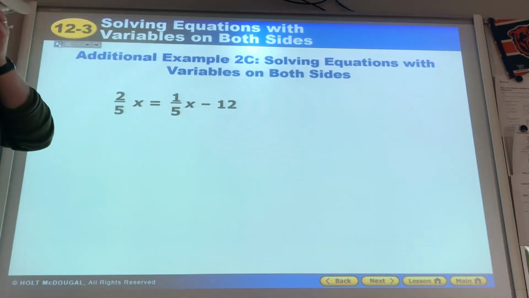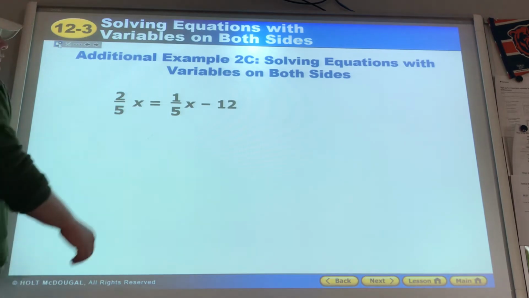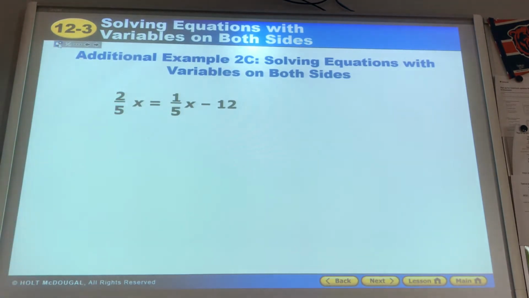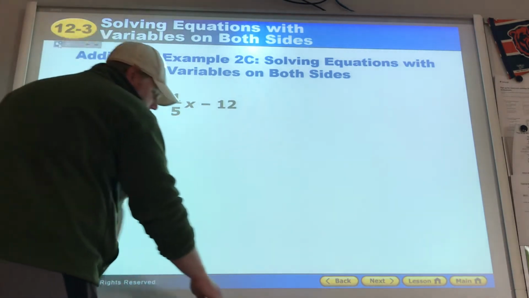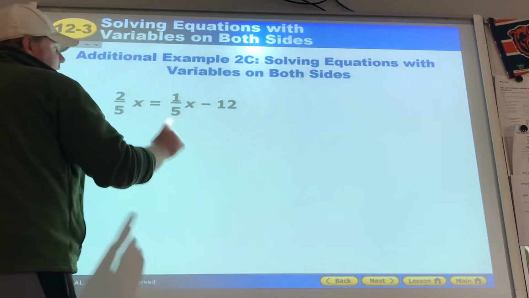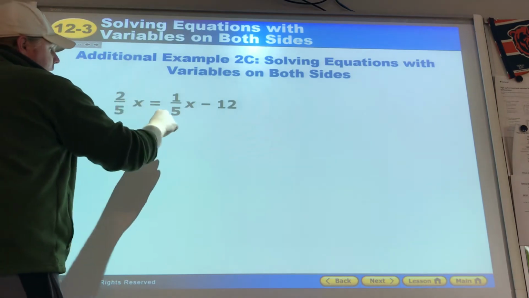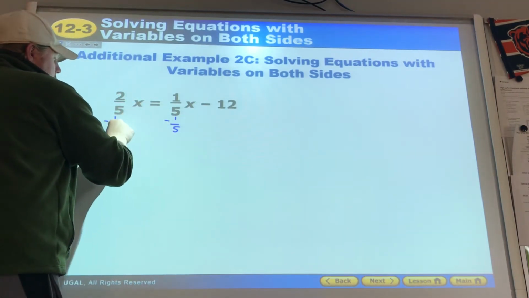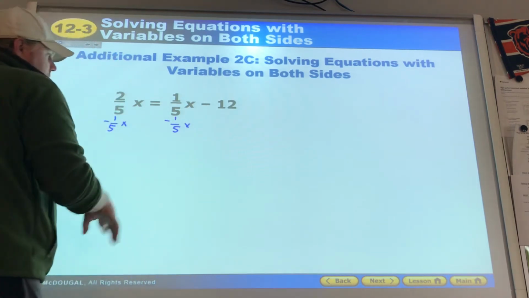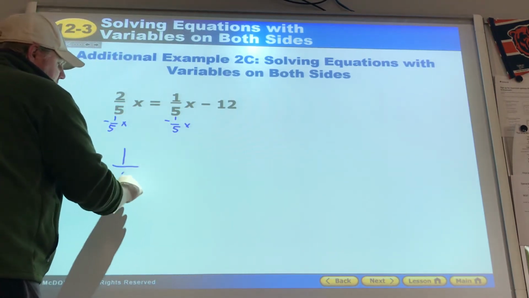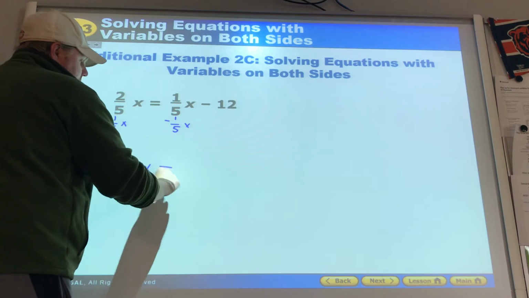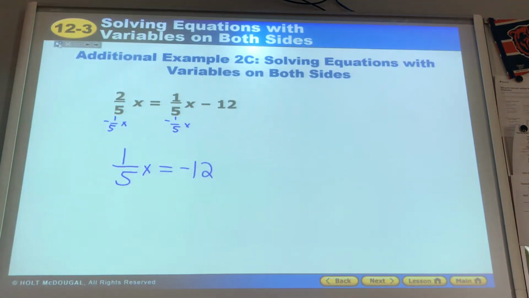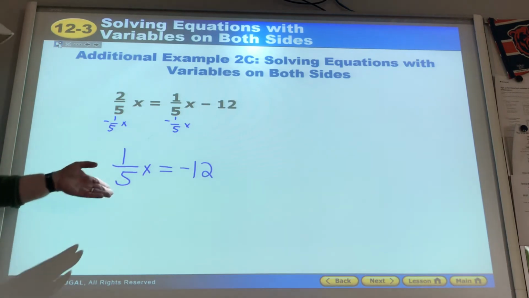All right, here. Ooh, these are both 1/5 and 2/5, so they have common denominators, so that'll make our life a little easier. If I think this and this are the same, if I subtract 1/5, subtract 1/5, x, don't forget the x, that's important. I would get 1/5 x equals a negative 12.